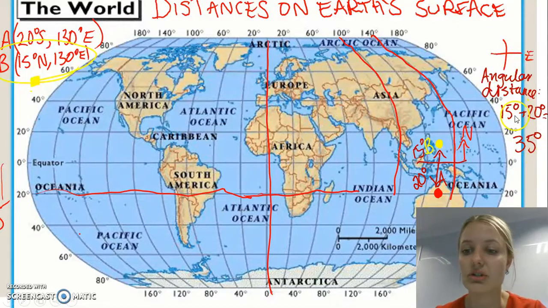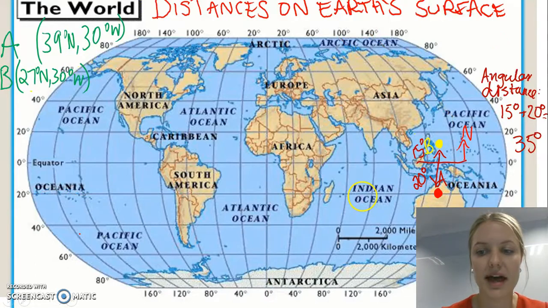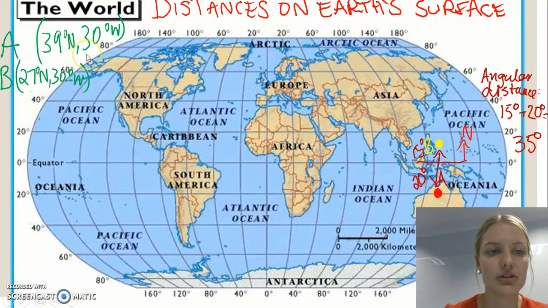Now, you'll notice that the degrees are added, and that takes place when the two locations are on either side of the equator. We're now going to demonstrate the same process with two different coordinates. We've got A is located at 39 degrees north, 30 degrees west. 39 degrees north is in this location, here somewhere, and 30 degrees west will be 30 degrees left of the meridian. So we'll locate it approximately here, and that's location A.